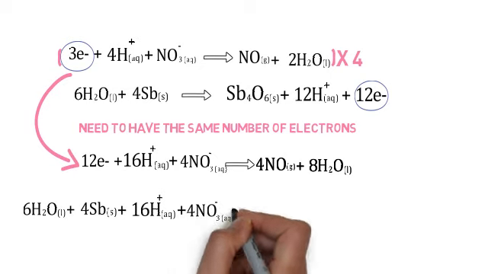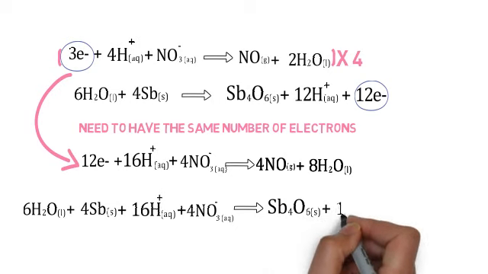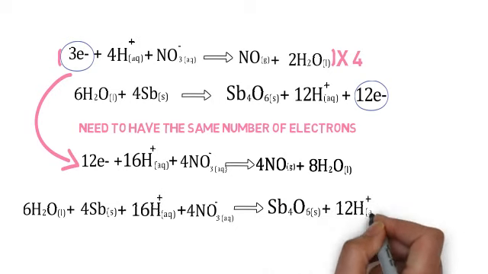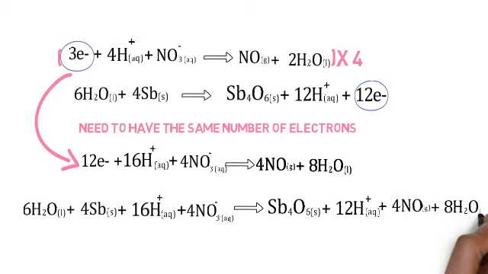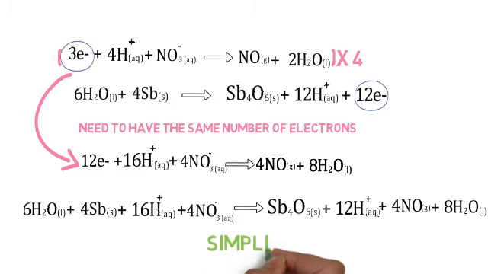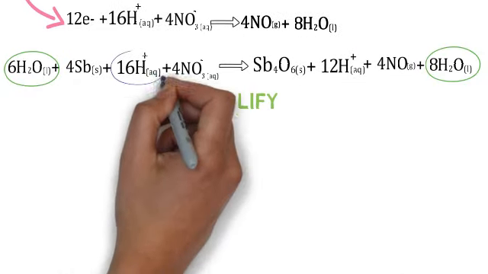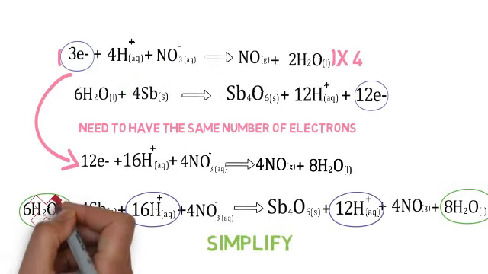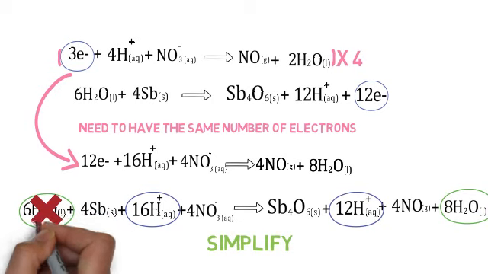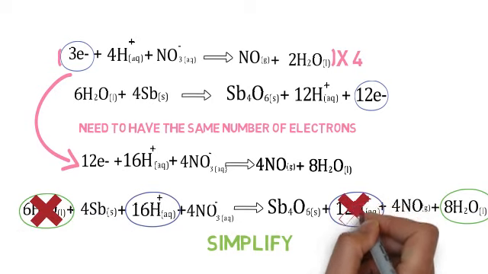So that's what we have written here. We've got our 6 water, 4 antimony, 16 hydrogen ions plus 4 nitrate, and on the right-hand side is our antimony oxide, our 12 hydrogens, our 4 nitric oxides and our 8 water molecules. But now we need to simplify, because we can see that we have water and hydrogen ions appearing on both sides. So we need to cancel out any of those excess ions.